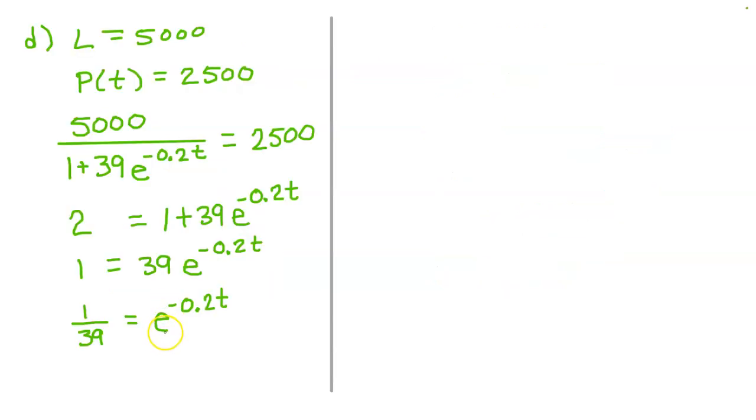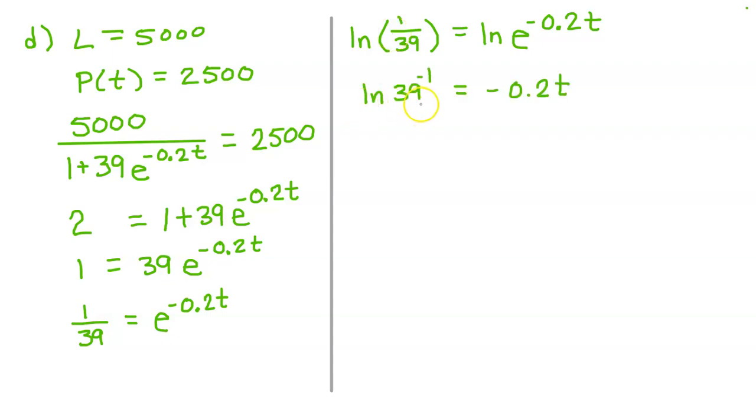To get rid of the base e, let's take the natural log of both sides of this equation. Natural log and base e cancel each other out. So on the right-hand side, we will be left with negative 0.2t. I'm thinking ahead, so to help me simplify later, I'd like to rewrite 1 over 39 as 39 to the negative 1 power. A property of logarithms says that if you take the log of something with an exponent, you're allowed to take the exponent and move it out to the front.